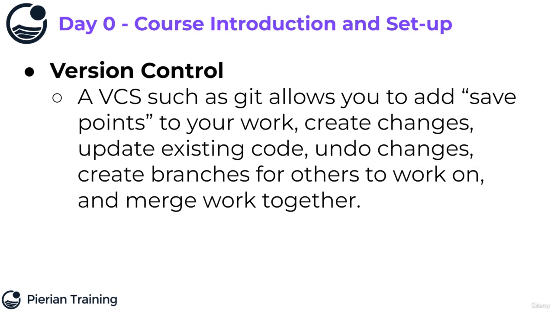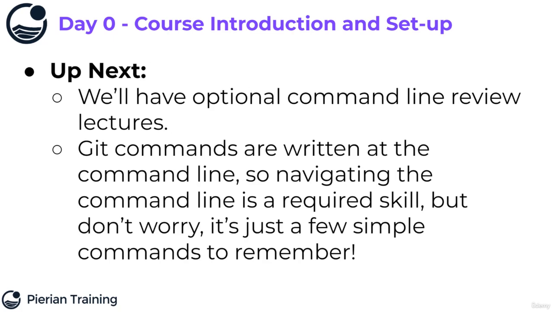So a version control system such as Git allows you to add save points or checkpoints to your work, and allows you to do things like create changes, update existing code, undo changes, create branches for others to work on, and merge work together.